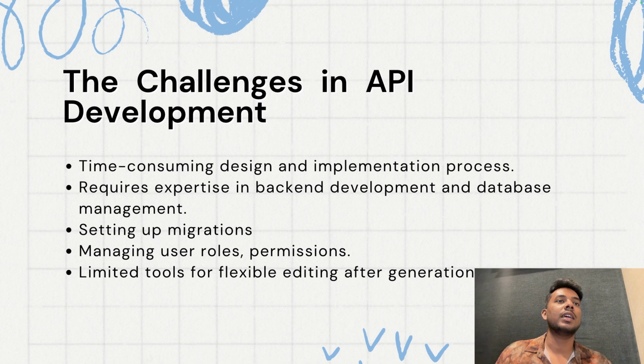In modern days, there are a lot of challenges in API development, right? A lot of time gets consumed in the design and implementation process. It requires expertise in backend development and database management because you have to define a schema. In order to build an API, you have to follow a step-by-step procedure. Apart from that, you have to set up migrations, manage user roles and permissions, and there are limited tools for flexible editing after generation. For example, if your schema has been generated, you have to create a new schema or new migration file in order to apply your changes, or if you want to modify something. So these are some of the challenges which we are facing.